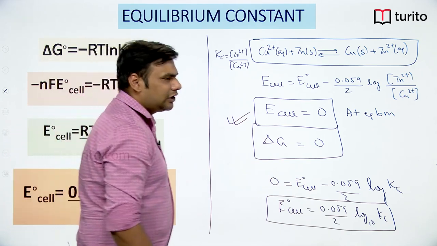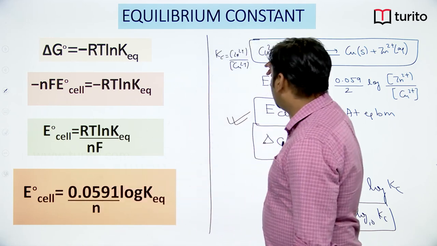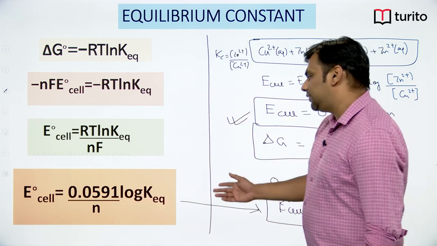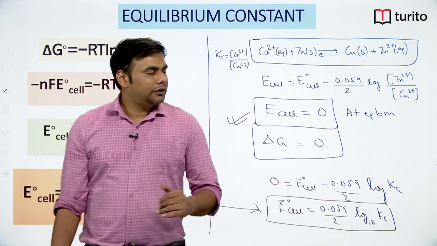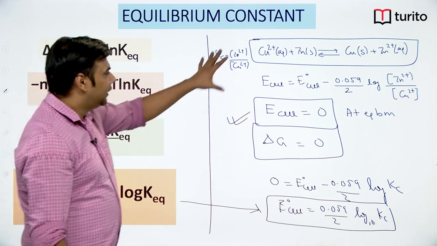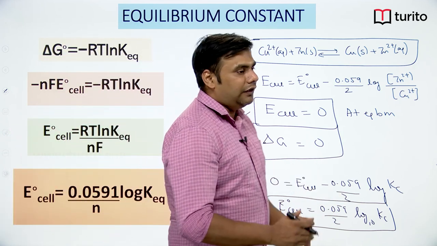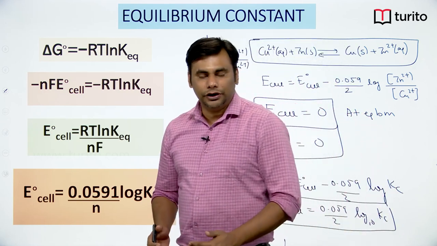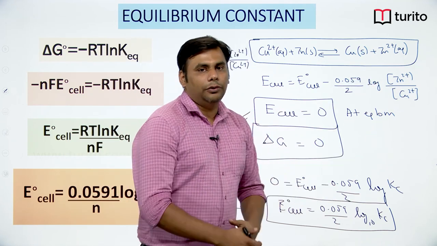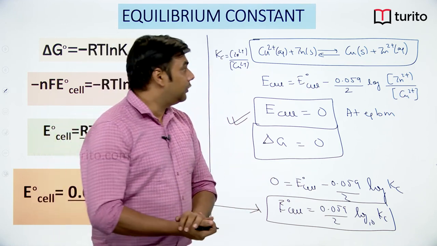You can also use the earlier expression, both are the same. E naught cell we know, and the value of n was 2 for a Daniell cell, so we land up at the same expression. The only concept we applied to understand the equilibrium was different. This one dealt with thermodynamic parameters, and this one worked with the working of an electrochemical cell. So whenever an equilibrium has been established, delta G will become 0 and E cell will become 0, and the ratio of the concentrations will become the equilibrium constant, because at equilibrium that only represents the equilibrium constant. I hope this is clear to you.